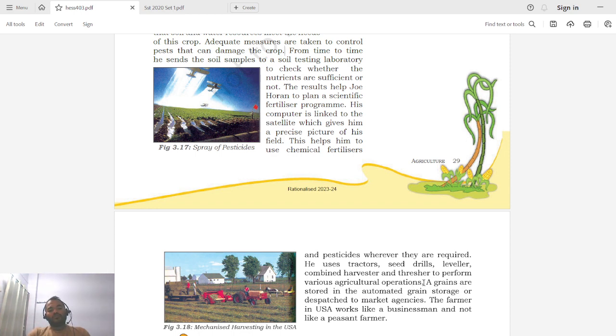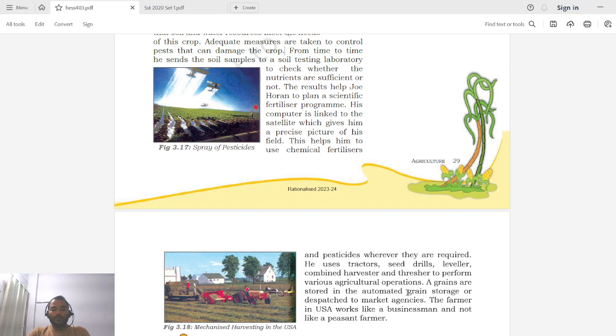This farmer is completely using modern equipment for his farming, because if he went for human labor, it would mean a lot of labor consumption, a lot of wages, and a lot of time would be required, right? So in order to reduce capital and reduce the time, to do all the activities within time, he uses modern technology, various mechanical means. Grains are stored in automated grain storage or dispatched to market agencies.